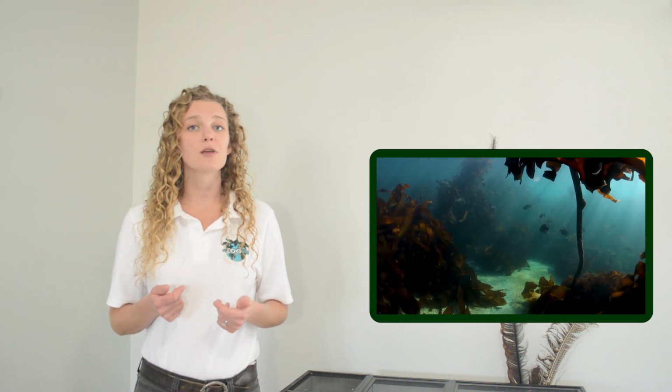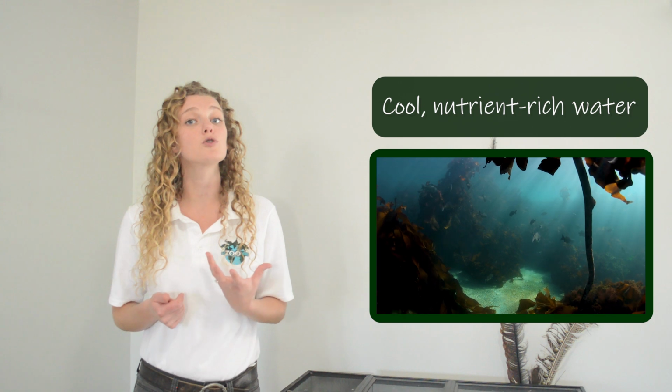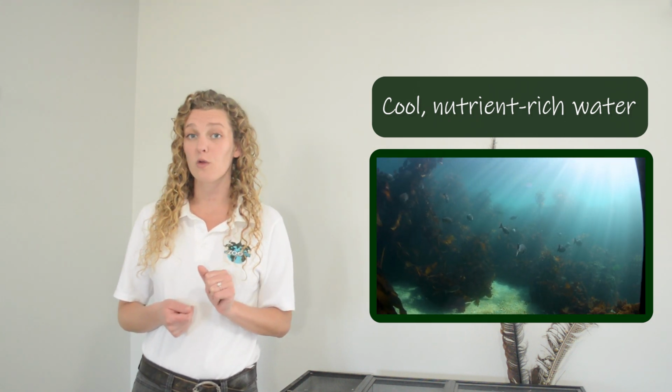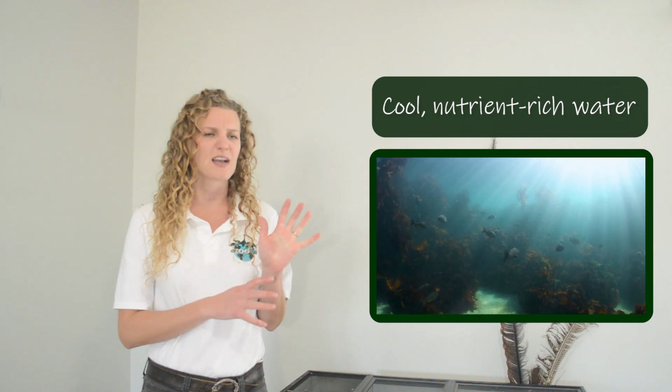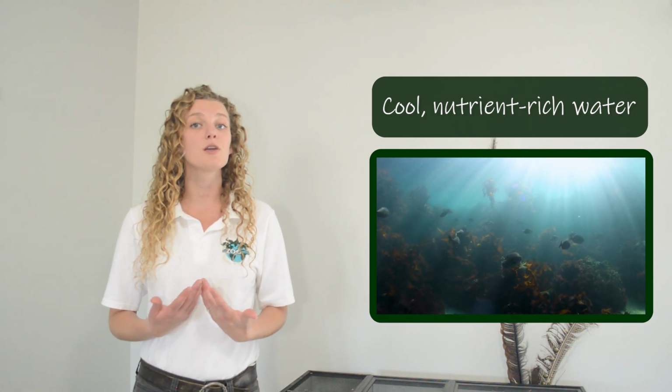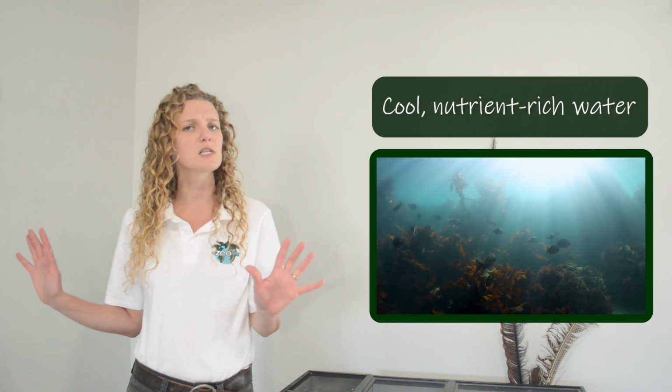Kelp forests are usually found in cool, nutrient-rich water, which makes them a little bit different than a coral reef, which usually likes to live in warm tropical water. Kelp forests are usually found not too far from coastlines, typically where the water is a little bit shallow. They do need to be able to reach the sunlight, which we're going to come back to in a little bit, and we usually find kelp in areas that have a rocky sea floor.